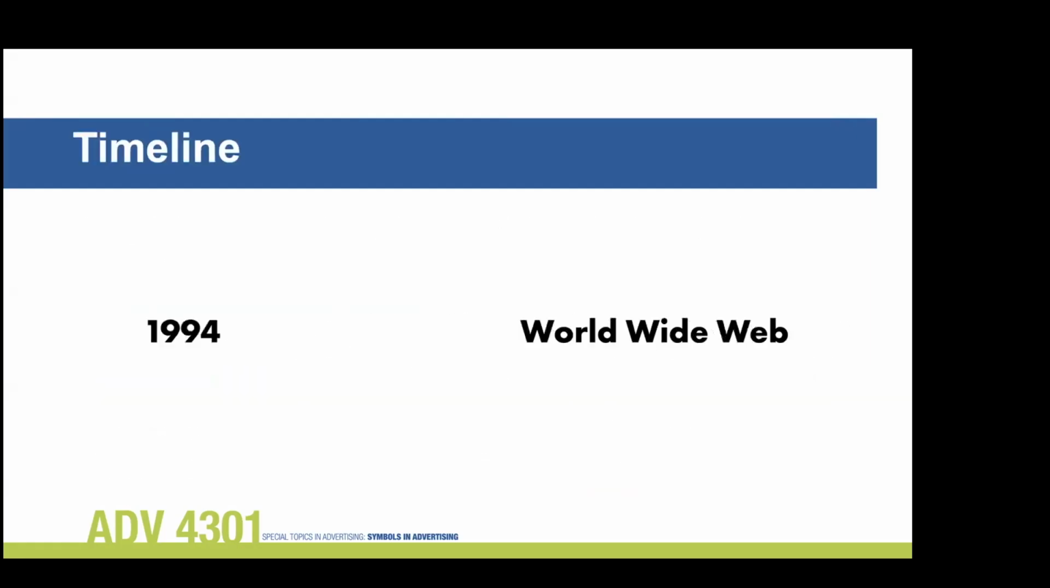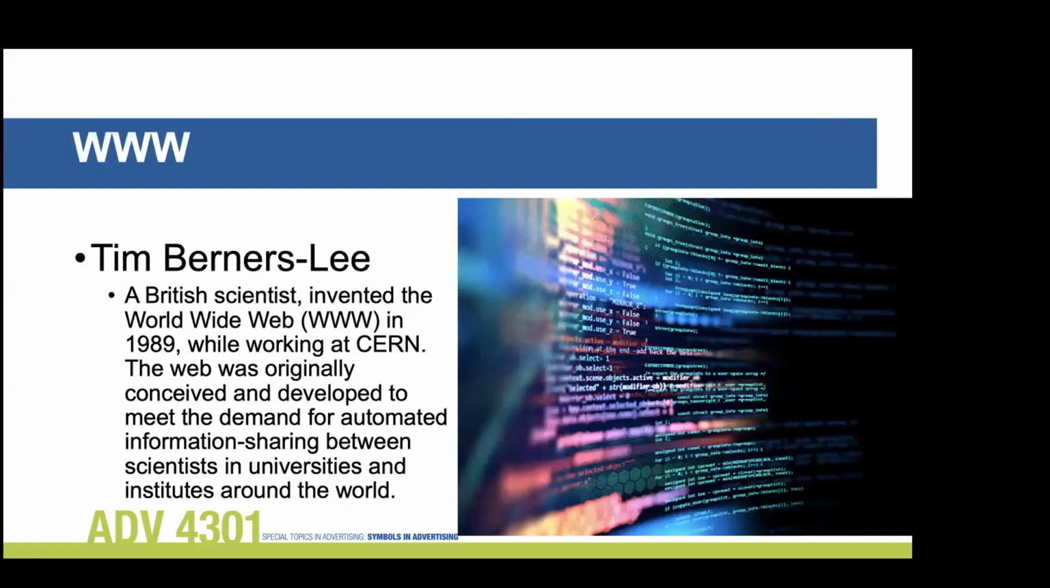All right. So the next really big invention was 1994. Tim Berners-Lee was a British scientist. He invented the World Wide Web. We call it the internet now. In 1989, he was working at CERN, and they had a problem of being able to share files with scientists in universities all around the world. So he came up with this system of being able to connect computers together so that they could all look at the same information in the same time.